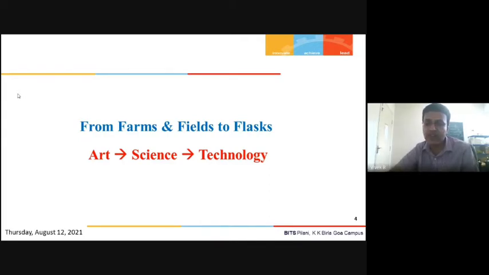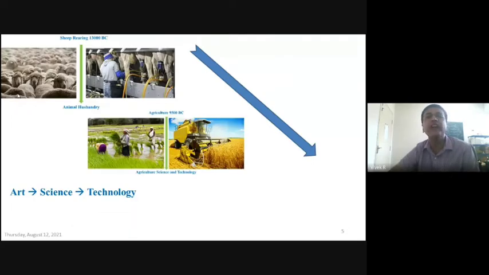If you look into these two broad activities that we started off with, aimed at producing the products that we want, one is sheep rearing, which started as early as 13,000 BC. Another is agriculture, which was practiced as early as 9,500 BC. Both these activities were performed as an art. We knew nothing about the science behind the cultivation or the rearing of sheep, because at that point of time we didn't have any idea. All the progress we are seeing in science and technology started happening in the past 200 or 300 years or so.